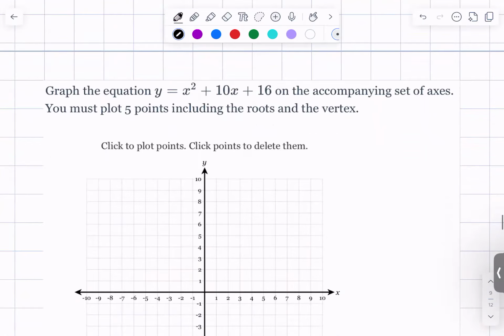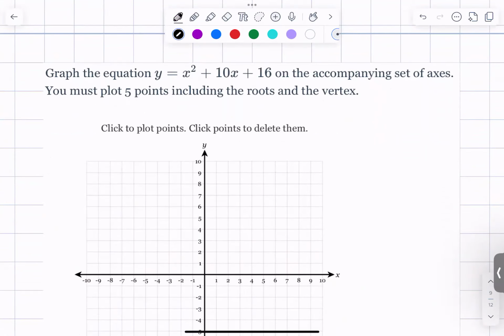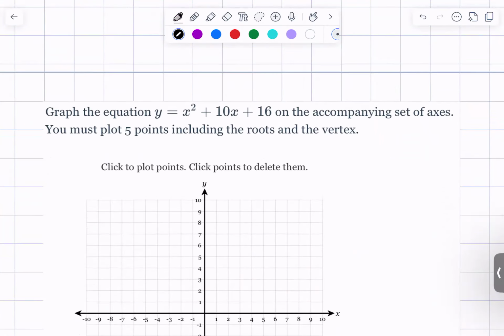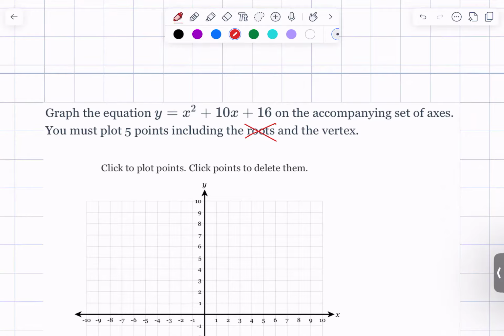Let's graph the equation y equals x squared plus 10x plus 16 on the accompanying set of axes. You must plot 5 points, including the roots and vertex. We're not going to do the roots today. In this module, we're not going to take the roots. In our next module, we're going to learn how to figure out our roots, but not in this module. So we're just going to graph it, including our vertex. We need 5 points.